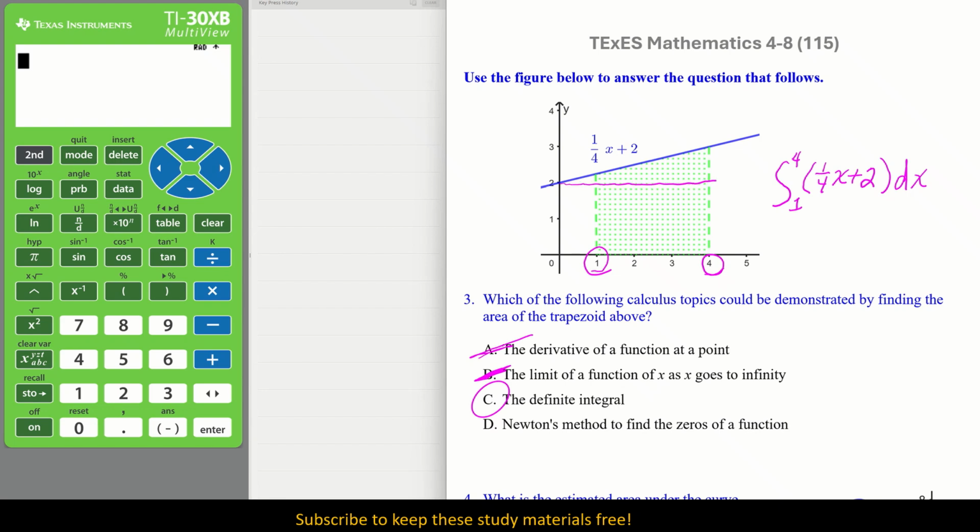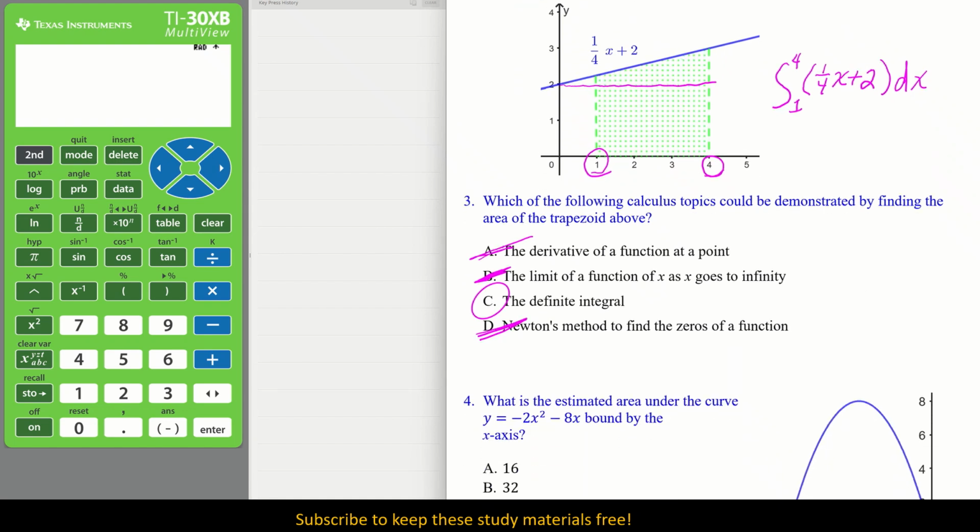Like, here's a triangle, we could find that, and here's a rectangle. And this is what we would put together, which is a composition, remember, you should be very familiar with that. Anyway, let's look at D. Newton's method to find the zeros of a function. No. Wrong kind of function, wrong kind of image, wrong everything. So, sorry, Newton, you're out.